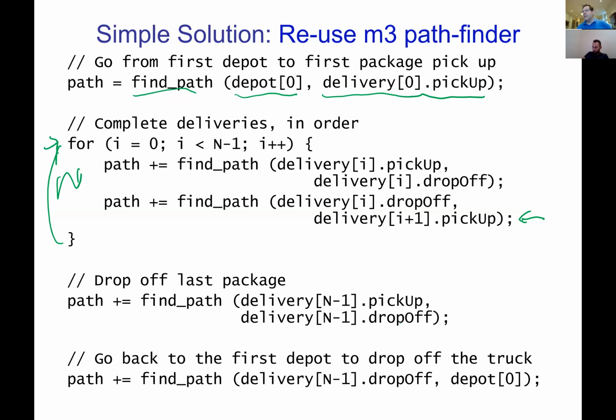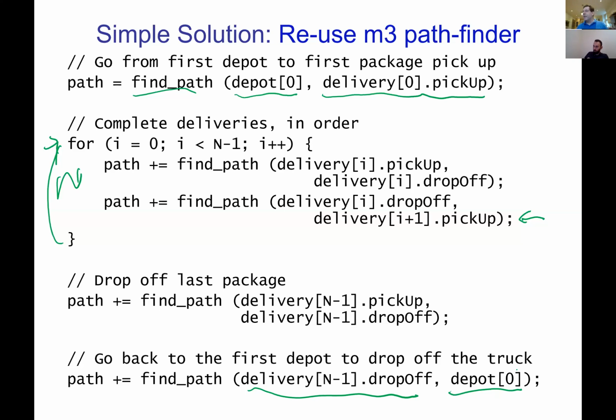And I'm not going to apply any intelligence here either. I'm just going to say I picked it up at the first depot. So depot 0, you know, there might be multiple choices. I'm not even going to look at the other choices. I'm just going to say I just dropped off my last delivery, and now I want to take the truck and leave it in the first depot you told me about. So let's call find path on that.